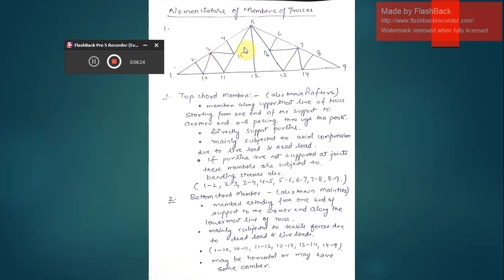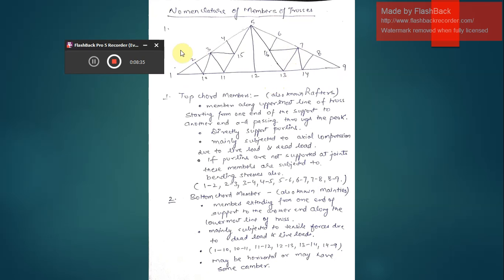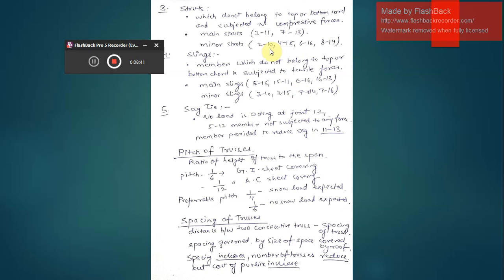Now we will first tell you about struts. The members 3 to 11 and 7 to 13 are both the main struts, you can see. And 2 to 10, 4 to 15, 6 to 16 and 8 to 14 are the minor struts, you can see here.